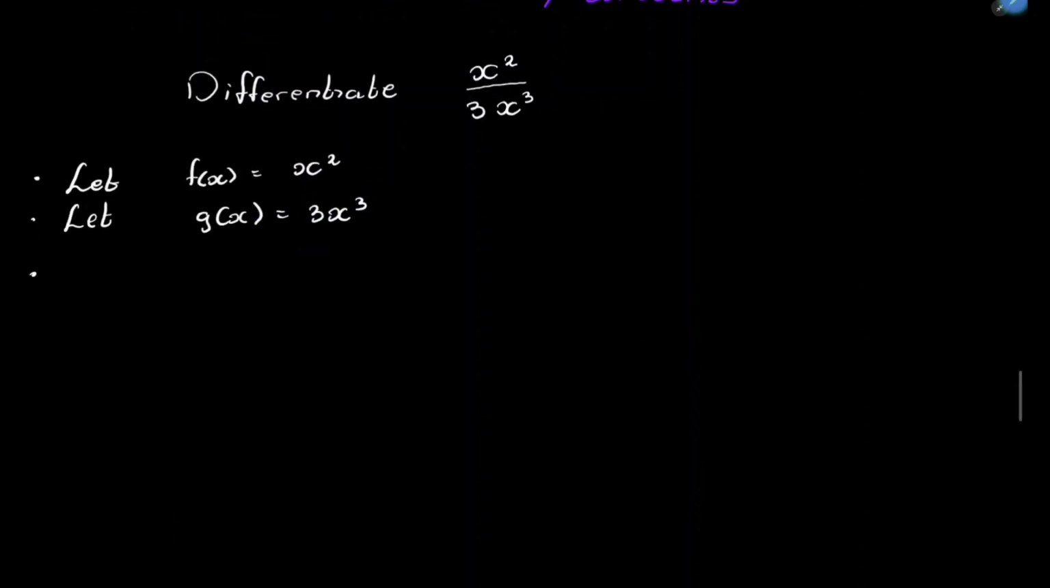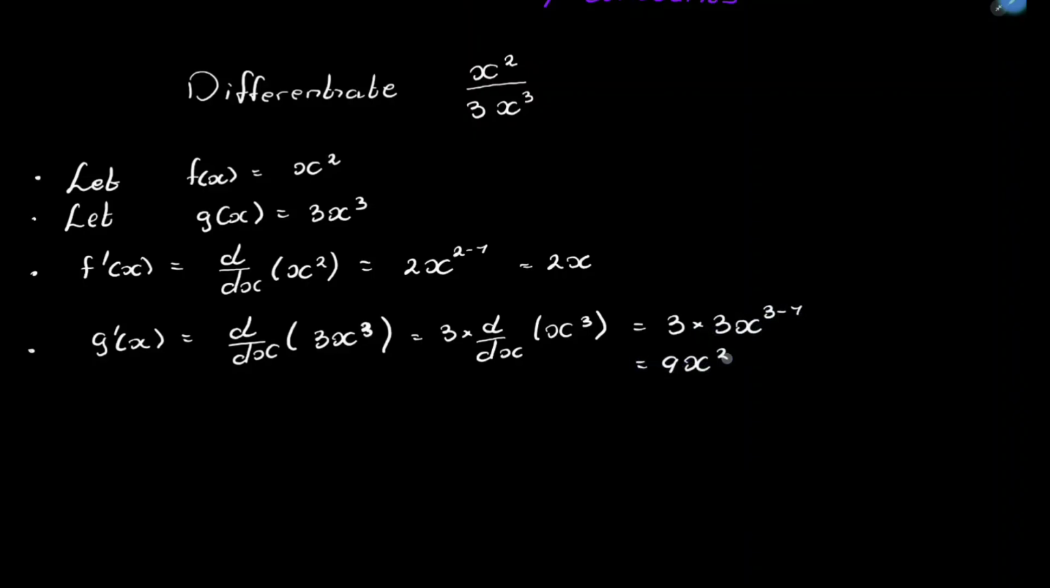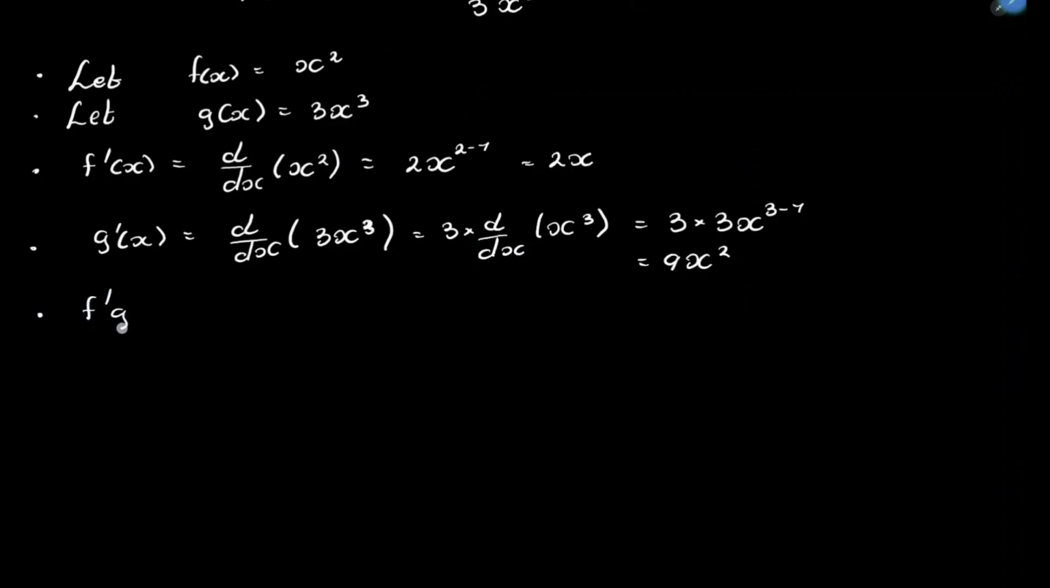Moving to our second step, which tells us to differentiate the numerator. f prime of x is then equal to the derivative with respect to x of x squared, which gives us 2x^(2-1), giving us 2x from our power rule. g prime of x, which is the derivative with respect to x of 3x cubed, gives us 3 times the derivative with respect to x of x cubed, which is the same as 3 times 3x^(3-1), giving us 9x squared.